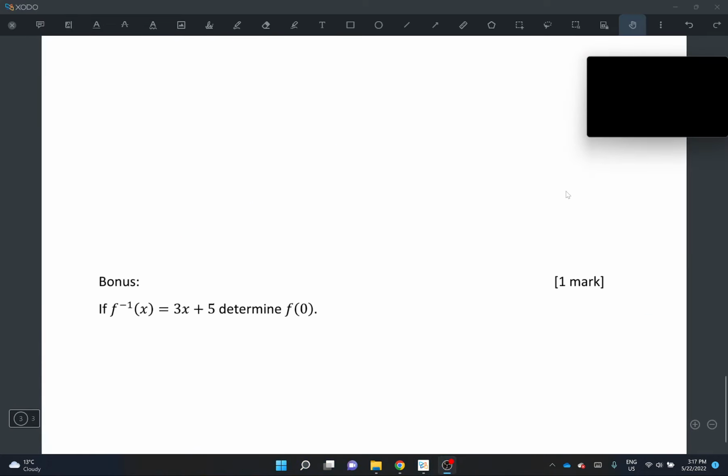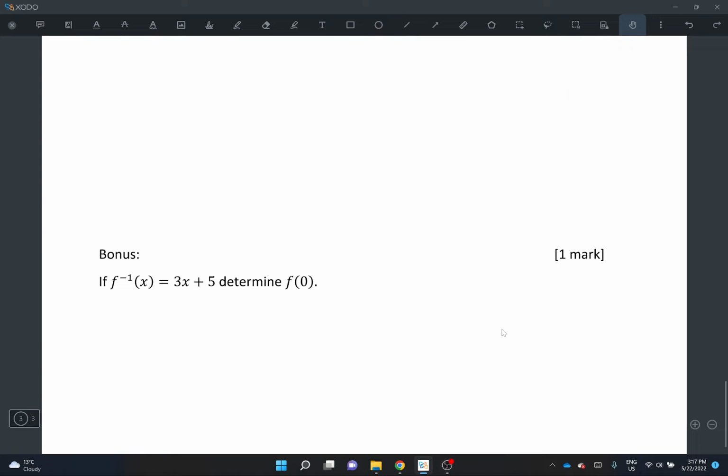Okay, then the last question is a bonus. It's asking us to find f of 0 given that f inverse of x is equal to 3x plus 5. And there's two methods to solve this. One is a little bit more abstract, and one is more direct. So method 1.